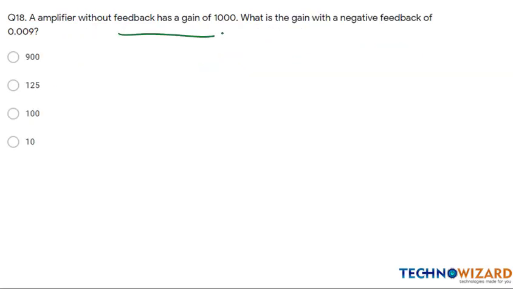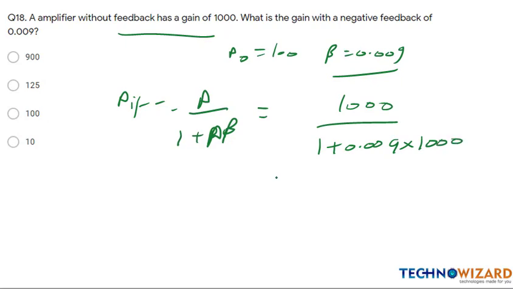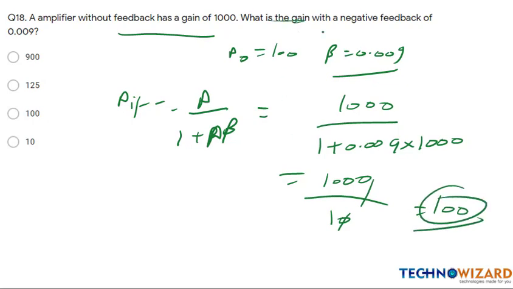Amplifier without feedback has a gain of this, that is A is equal to 1000 and beta is given as 0.009. Now what is the gain with the negative feedback? We know that negative feedback has the formula A upon 1 plus A beta. On calculating, 1000 upon 1 plus 0.009 into 1000, you will get 1000 upon 10. This will be 100 as the answer. Therefore, the gain with the negative feedback will be 100. Option C is the correct answer.